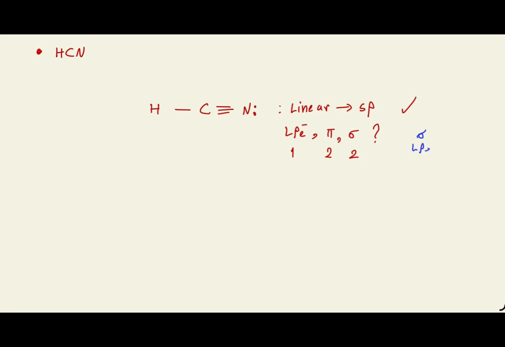Like I said, sigma bond and lone pair mean the hybrid orbital shape, right? And pi bond means the dumbbell shape. Okay, let's look at carbon. Carbon has 2 pi bonds and 2 sigma bonds. So it has 2 hybrid orbitals for the sigma bonds and 2 pi bonds, which mean 2 dumbbells.